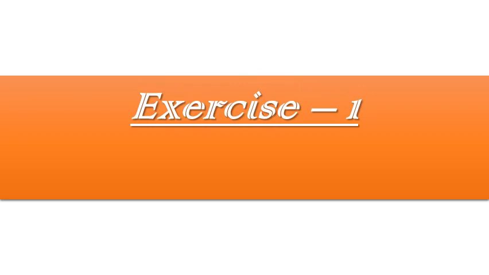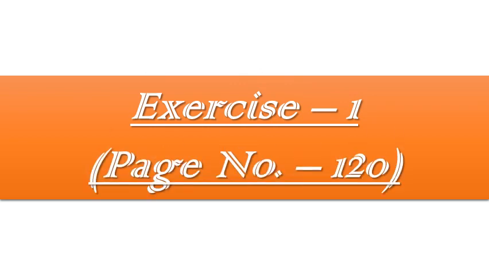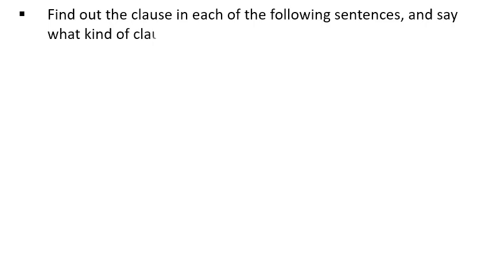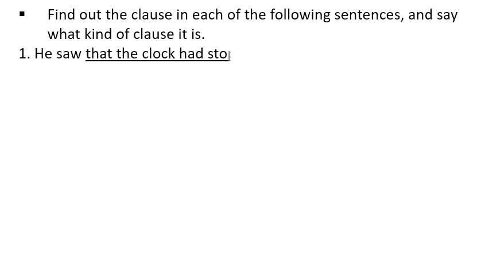Now let us discuss exercise number 1, which is on page number 120, in detail. Question is, find out the clause in each of the following sentences and say what kind of clause it is. Number 1, he saw that the clock had stopped. So here, as you can see, the main clause is he saw, and the subordinate clause is that the clock had stopped. Fine. So dear students, you have to put what with the main clause and ask a question. If you get the answer positively, then that particular clause will be considered a noun clause.